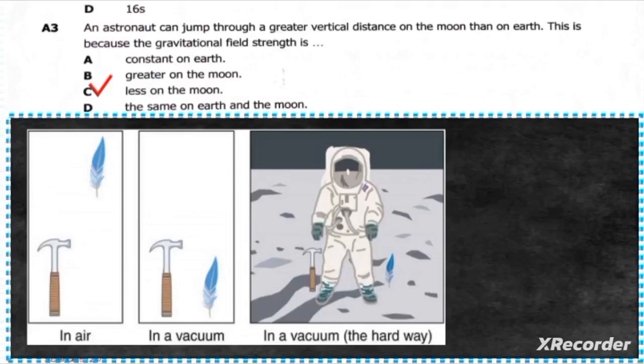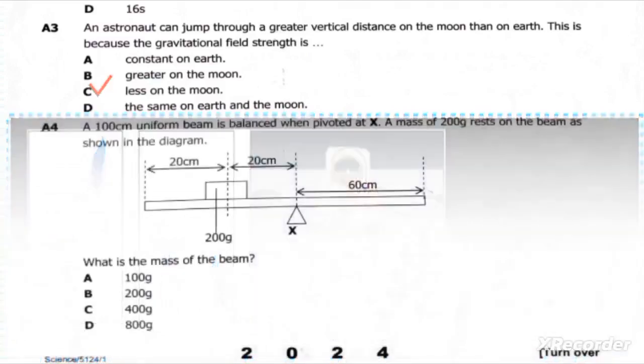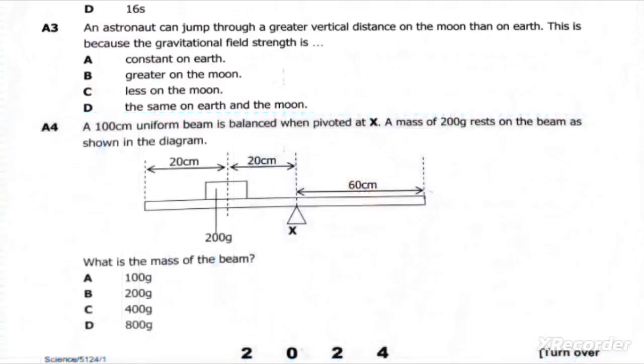Our correct answer is C. Let us move to the next question, which is question A4. Question A4 reads, a 100 centimeters uniform beam is balanced when pivoted at X. A mass of 200 rests on the beam as shown in the diagram.